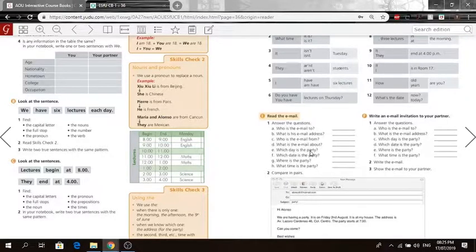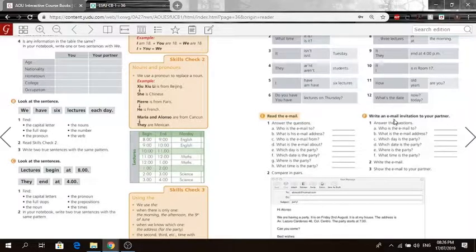Which day is the party? So let's say it's an invitation to a party. So which day is it? Mine will probably be May 1st. It's just an example. Which date is the party? So write the date down. Where is the party? You can write an address here. What time is the party? 8 p.m., whatever you like.